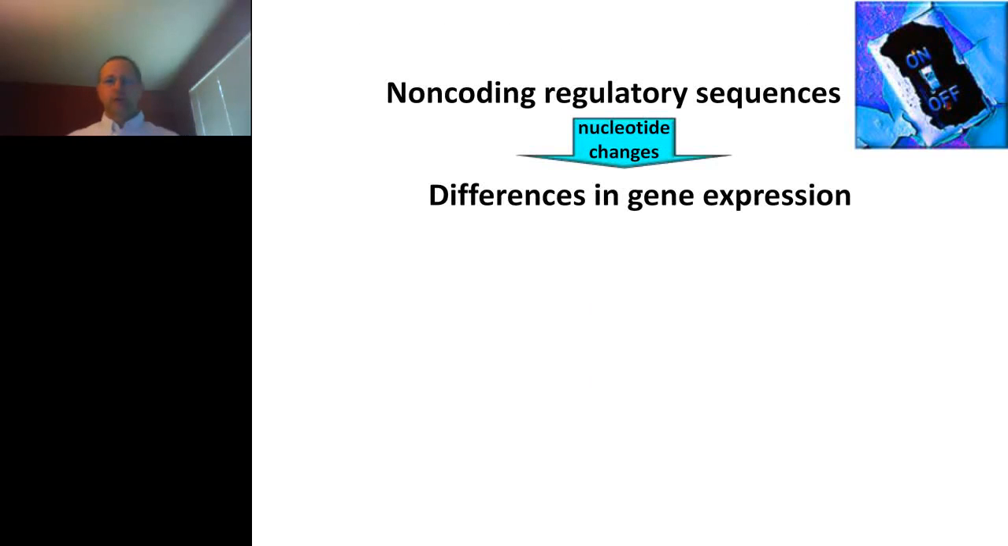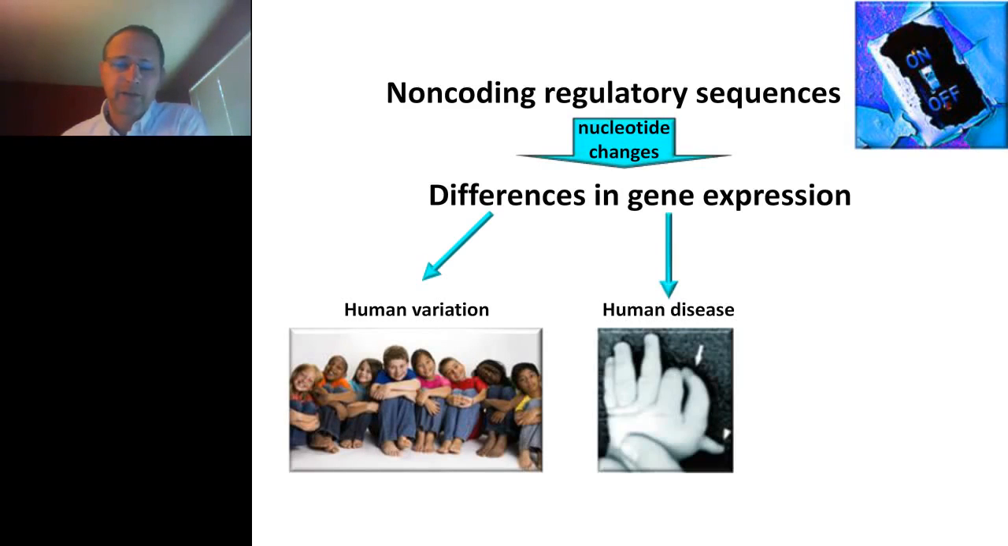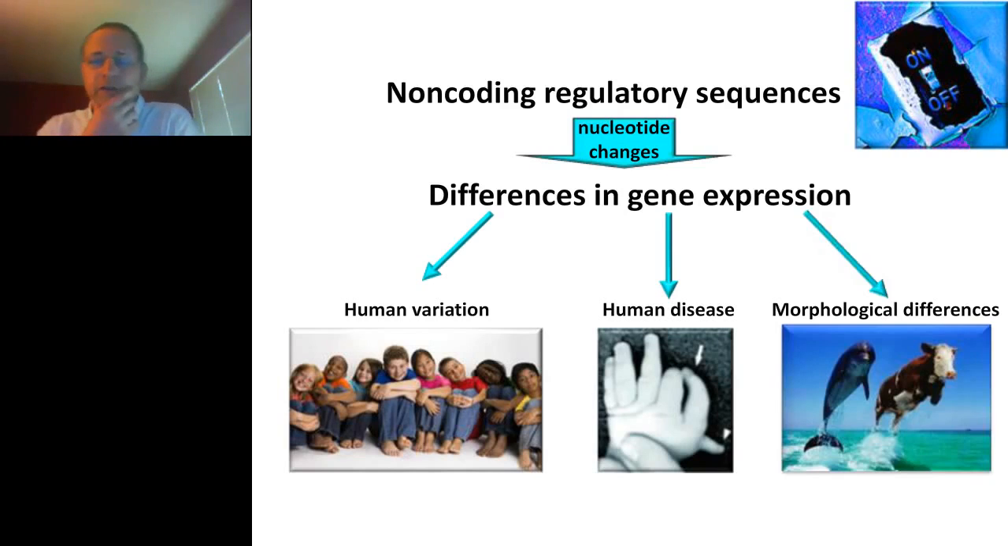So why do we care about these enhancers, these regulatory elements? Well, if you have mutations in these regulatory elements that tell genes when to turn on and when to turn off, that could lead to phenotypes. Some phenotypes involved with this are basic human variation, how we're different from one another. Another is human disease, for example, limb malformations, which we'll discuss a little bit later on, but there are a lot of other diseases that could be caused by mutations in enhancers. And finally, morphological differences between species. It's thought that a lot of differences in morphology between species could be due to changes in gene regulatory elements.